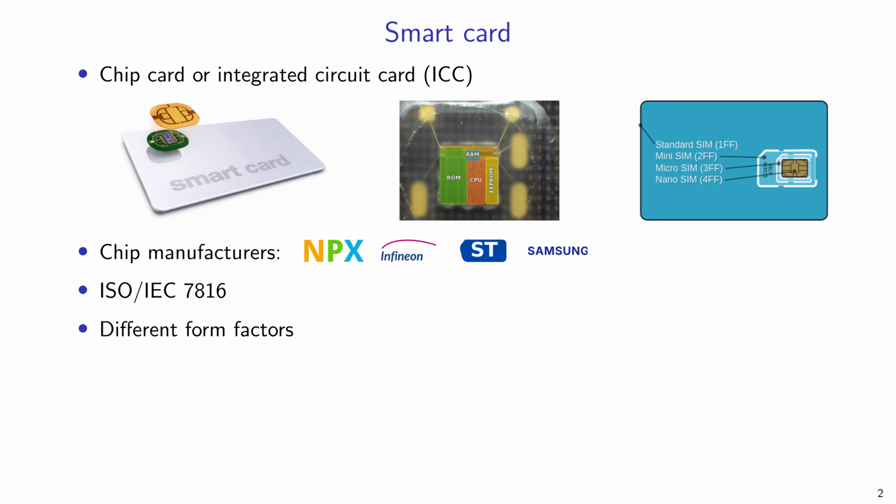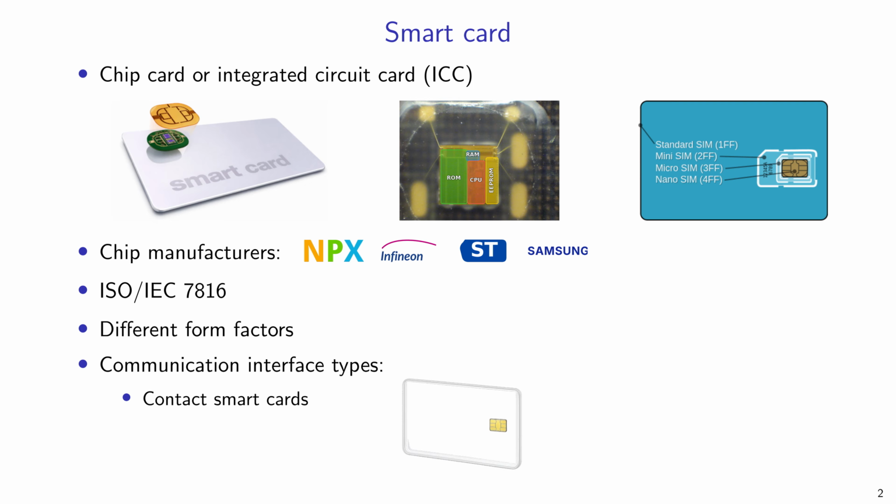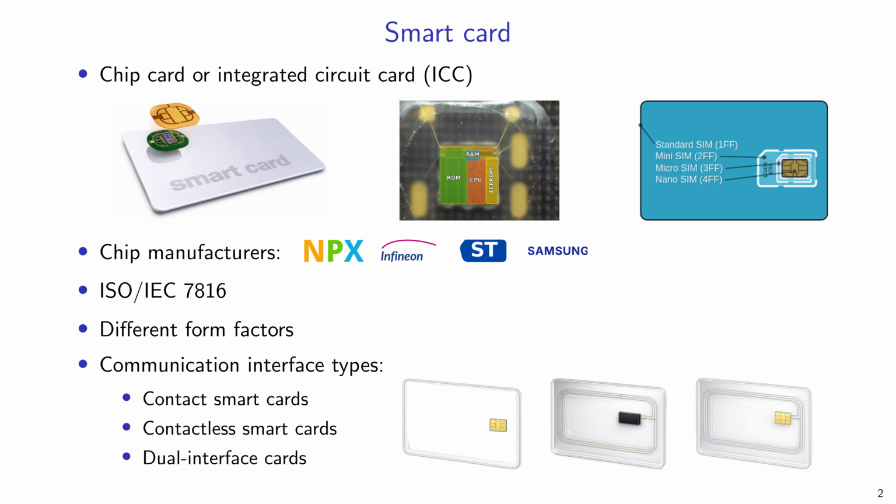Then there are different form factors, as you can see here, for the plastic to which the chip is attached. As for the types of communication interface, there are contact smart cards, which we will work with in this course, but there are also contactless cards, the main difference being that instead of contacts, the chip is connected to an antenna that is usually built into the plastic, and it is possible to communicate with the chip using radio waves. And then there are also dual interface cards, which have both a contact pad and a built-in antenna, so that it is possible to communicate with the chip using both interfaces.